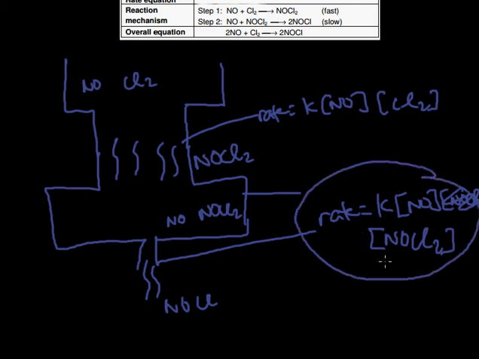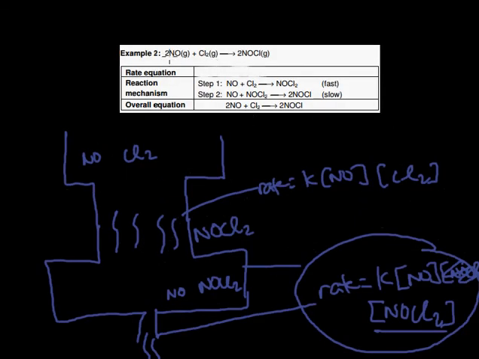But you see there's an intermediate here, NOCl2. In the overall equation, or in the reactants here, there is no NOCl2. It's just NO and Cl2. So how do we convert this rate? Because the rate equation must be expressed as rate equals k times something of the reactants, or of the things that are being reacted, and not an intermediate. So how do we try to think of it?